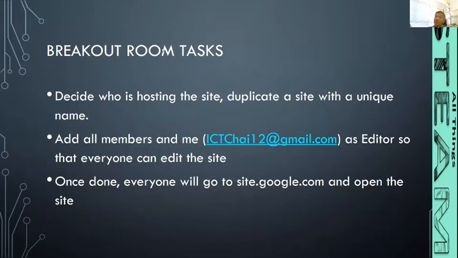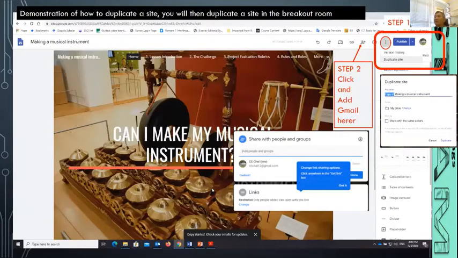Now, once you go into the breakout room, actually I have shared with you all the website. You decide who is hosting the site, okay? Duplicate the site with a unique name. That means I want you to use my site, then you duplicate my site into a new site, that's your site. And add all the members and me in as editor so that everyone can edit the site. Once you have done that, everyone will go to the site and open the site, and then you will have to work on the various parts of the lessons.